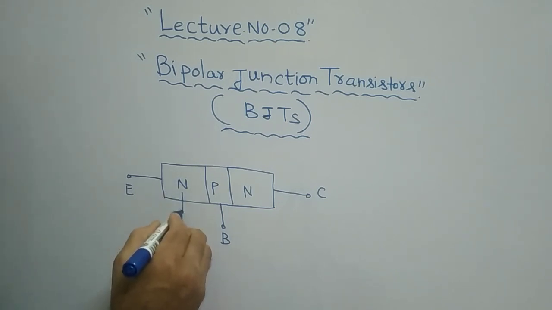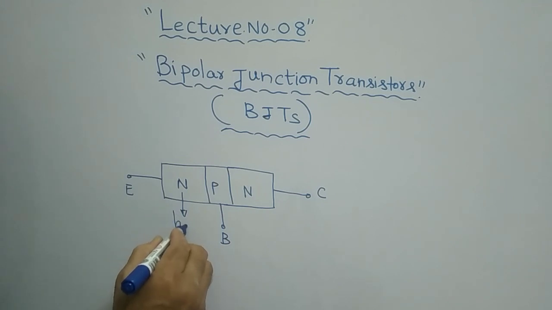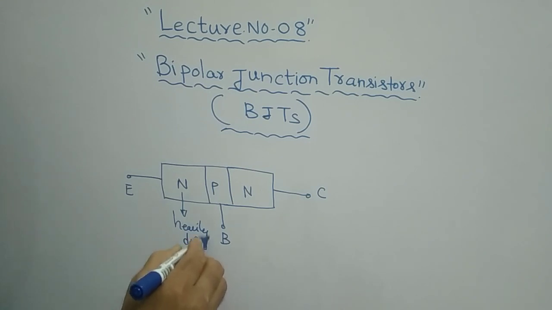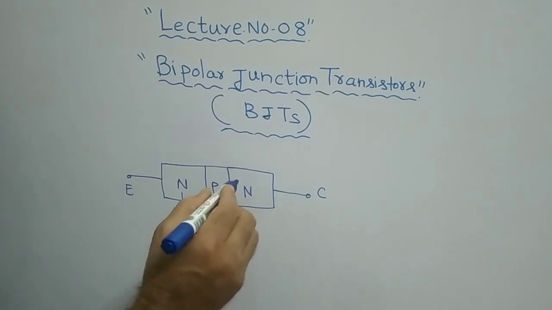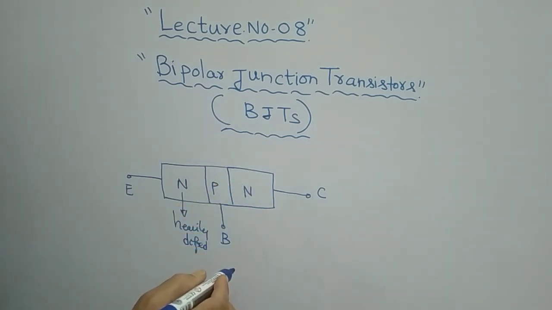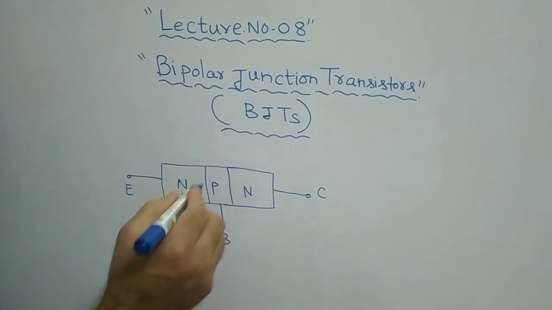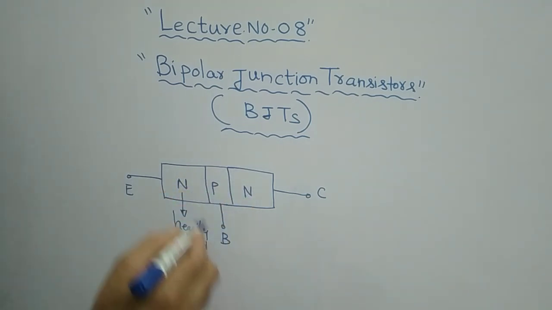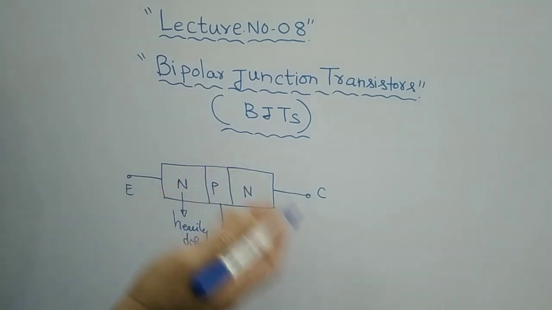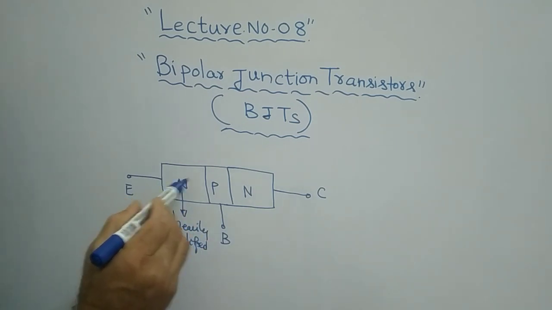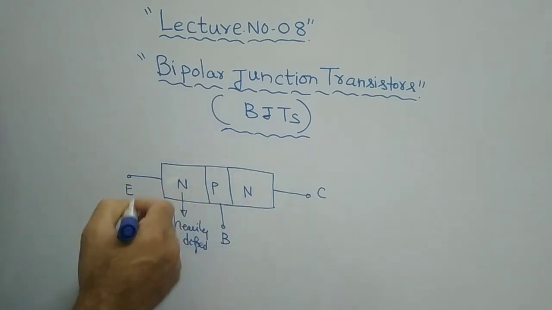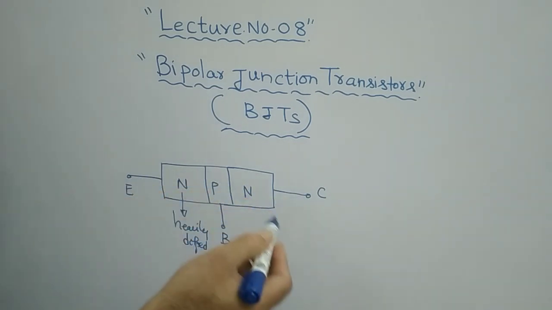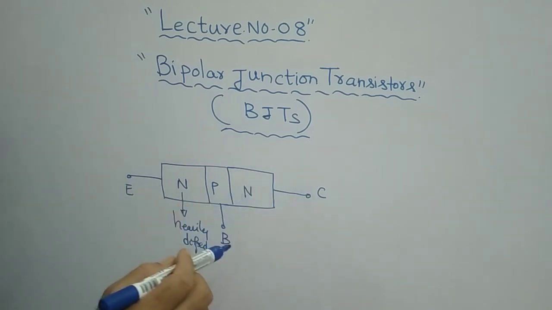The emitter N-type material is heavily doped. The middle one, the base terminal, is lightly doped, whereas the collector N is moderately doped. This is the physical representation of an NPN transistor. For a PNP transistor it is the same; in place of N you just write P, so PNP. Everything else remains the same, and the terminals are again emitter, base, and collector.